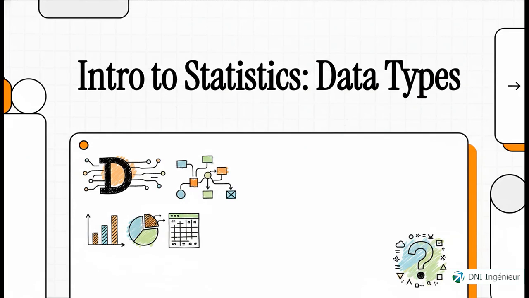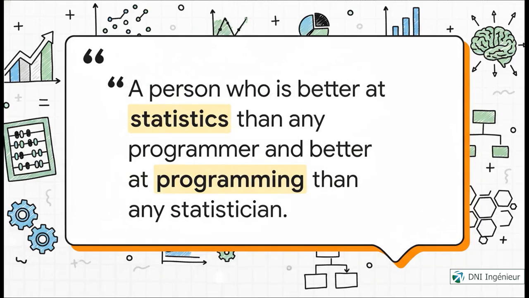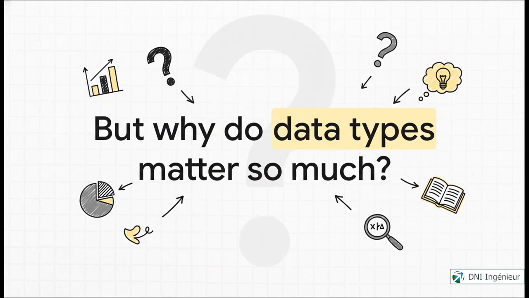Ever wonder how data scientists make sense of everything? Well, it all starts with one key skill. As data scientist Josh Wills said, statistics is really the backbone of any data analysis. But why does this stuff matter so much? Get it wrong, and your conclusions are just nonsense.